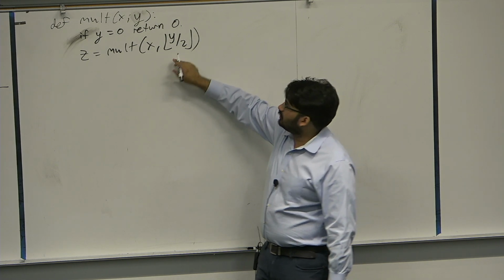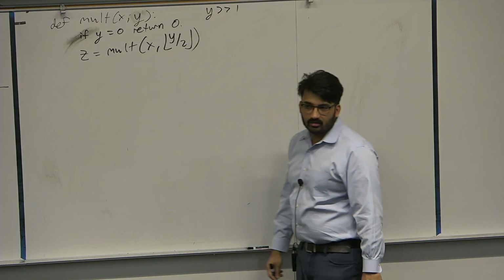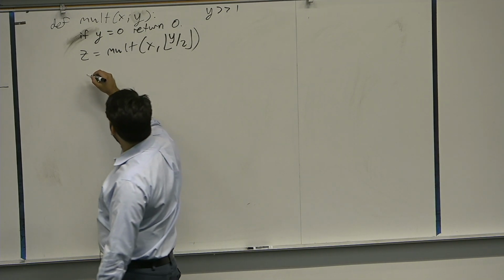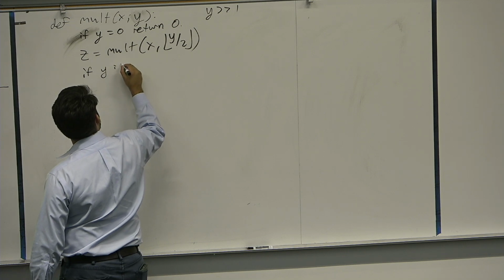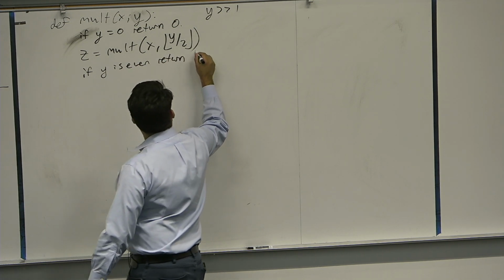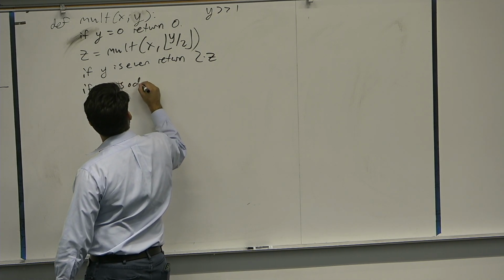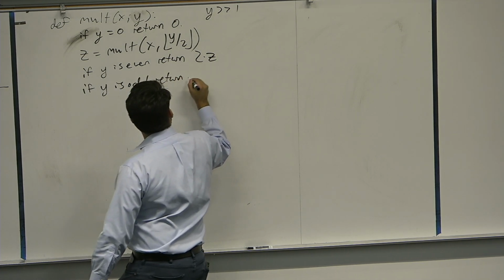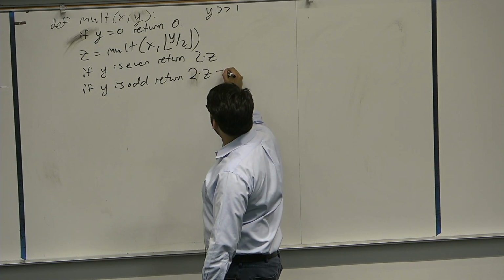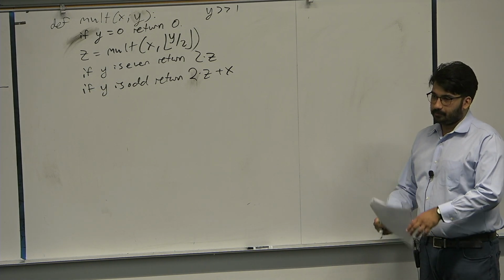Bit shift. This is also just y shifted right. I think that notation is correct, right? So that's all that is. And then what we're going to say is, if y is even, return 2 times z. If y is odd, return 2 times z plus x. Okay, that's it. That's the whole algorithm.